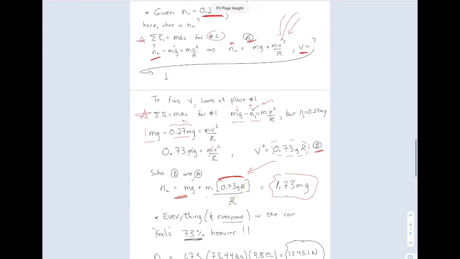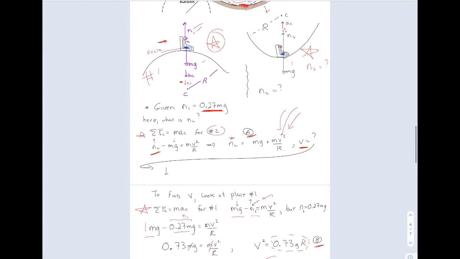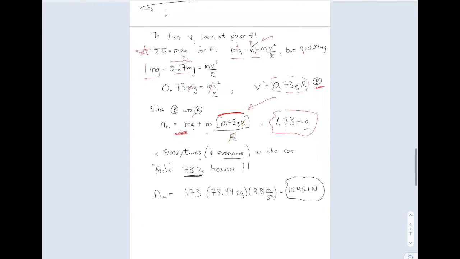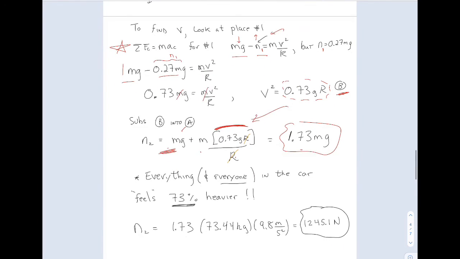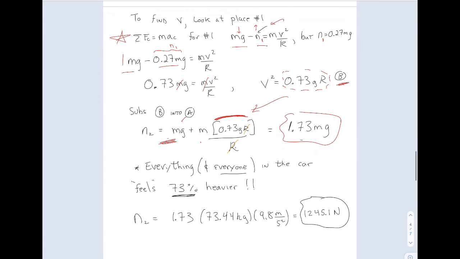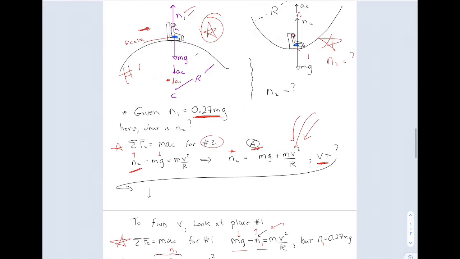So for this ride, if they feel 27% of their weight at the top, they feel lighter at the top. They feel heavier at the bottom. They feel 73% heavier. And even though I did this by drawing forces on the person, I could have drawn forces on the car.